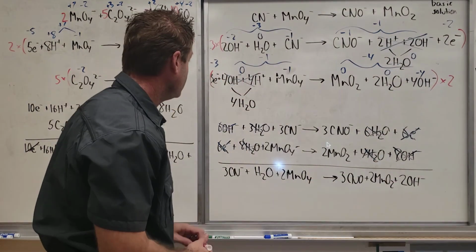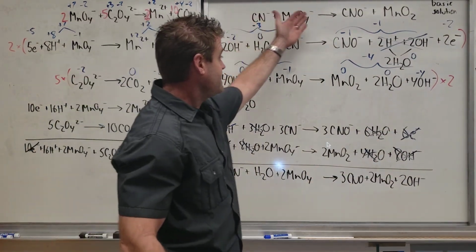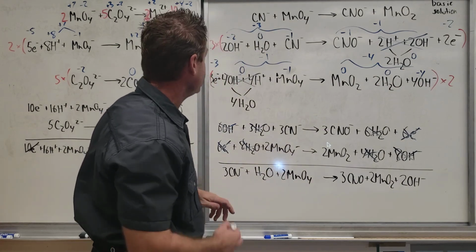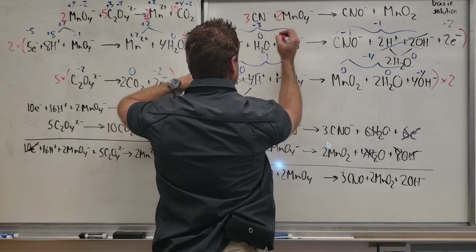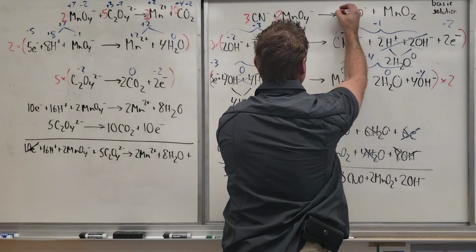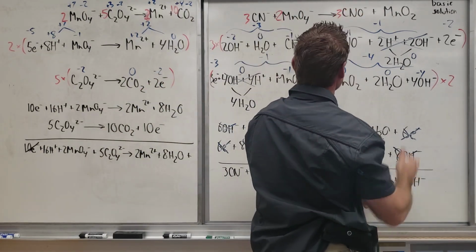And then, what would you do if the whole purpose was to balance this using the half reaction method? I go 3 CN minus. That means this has a coefficient of 3. This one has a coefficient of 2. And then I look here, this has a coefficient of 3. And then this has a coefficient of 2.